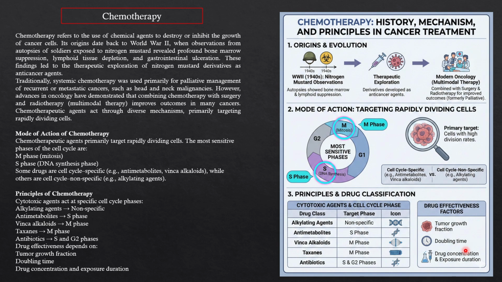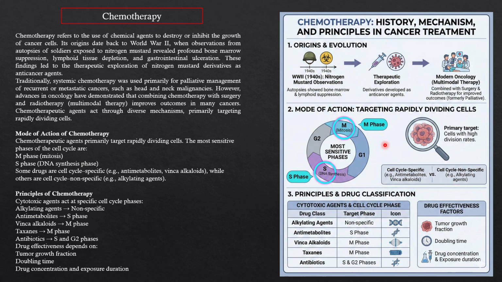Then we have chemotherapy, which uses chemical agents to destroy and inhibit the growth of cancer cells. It dates back to World War II, when observations from the autopsies of soldiers exposed to nitrogen mustard revealed profound bone marrow suppression, lymphoid tissue depletion, and gastrointestinal ulceration. So derivatives were developed as anti-cancer agents, and these are used in modern oncology.